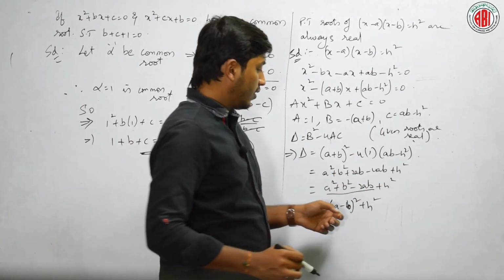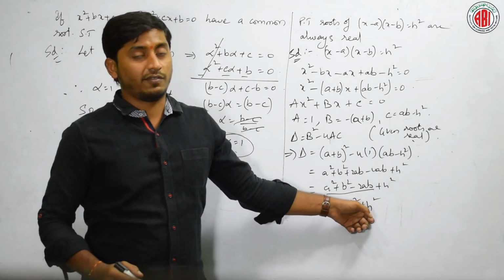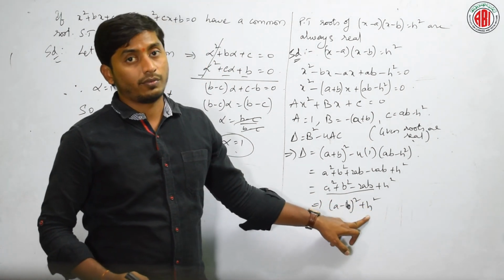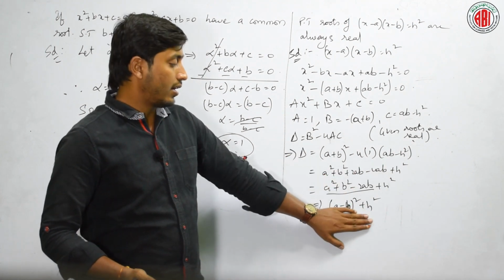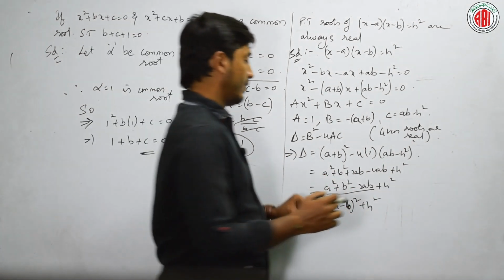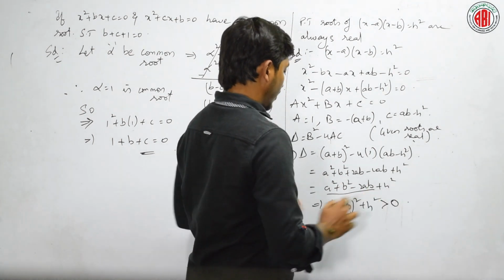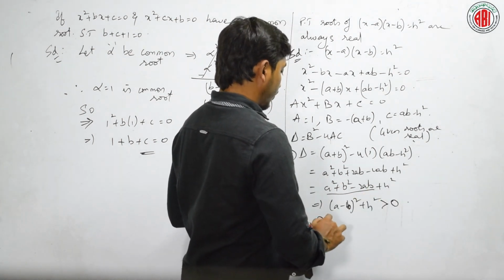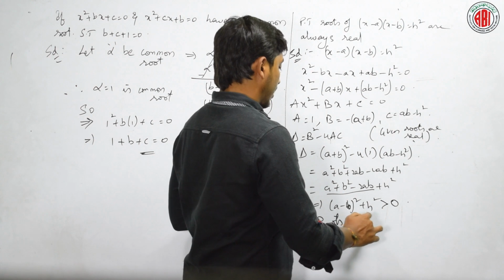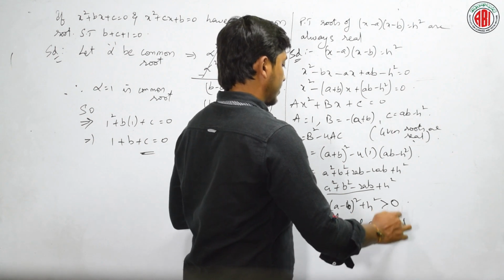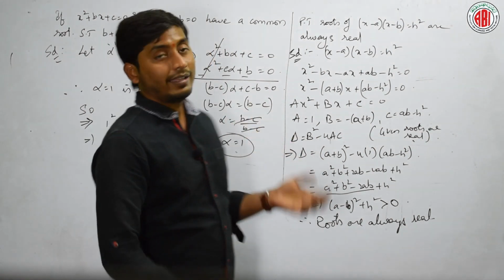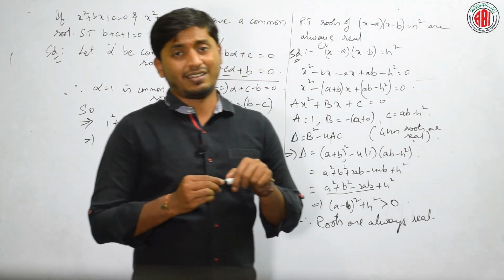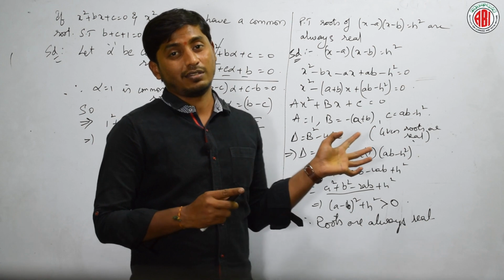Now, if you observe, both the terms are positive. Why? Because both are square terms, this one square and this one square. Obviously, this term is always a positive value. Therefore, this is always greater than 0. Therefore, roots are always real. Clear? Is this easy to solve? This is an important and typical and easy question. Clear?